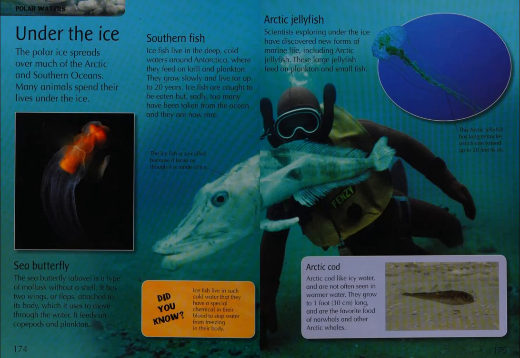Arctic jellyfish. Scientists exploring under the ice have discovered new forms of marine life, including Arctic jellyfish. These large jellyfish feed on plankton and small fish. This Arctic jellyfish has long tentacles, which can extend up to 20 feet, 6 meters. Arctic cod. Arctic cod like icy water, and are not often seen in warmer water. They grow to 1 foot, 30 centimeters, long, and are the favorite food of narwhals and other Arctic whales.